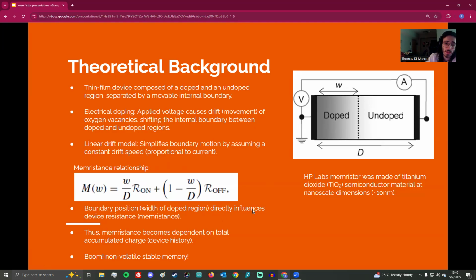So again, we know that the memristance is based on the element's past, which means it's based on the boundary position. What affects the boundary position? The boundary position is affected by the electric field in the memristor and whatever signal you're applying to it. So now that's kind of like a feedback loop. So memristance is dependent on the total charge that's gone through the device. And what's most awesome about this is when you remove the signal, it physically remains the same. It remains unchanged, and if you switch the signal, it will obviously turn off.